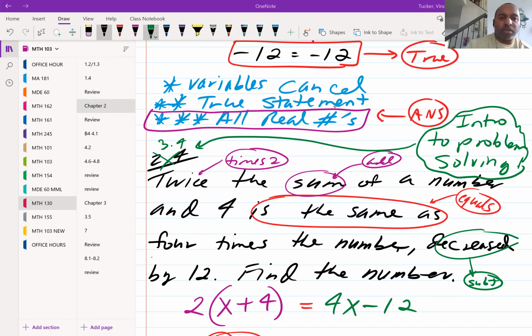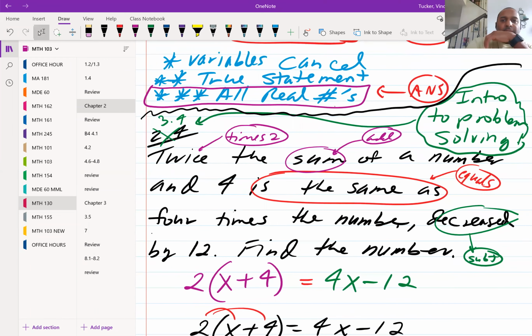All right, so if you just came in, I'll just let a few people in. The title is Intro to Problem Solving, and we're looking at section 3.4. 3.4 is the last section out of chapter 3, and we'll talk about what that means for us in a second. Let me erase some of this stuff. I'll put it back.